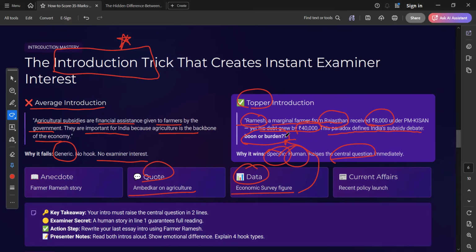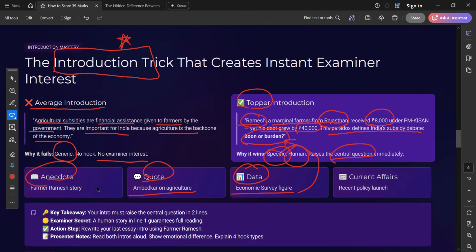Now, this question explicitly explains everything that is going to come. So the examiner would already be intrigued because he will know that this person is going to write about the agriculture advantages as well as the agriculture disadvantages. So it conveys almost everything. So what are the different ways of writing an introduction? Let's talk about that.